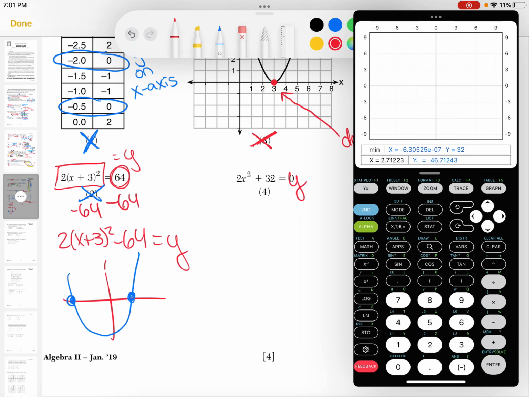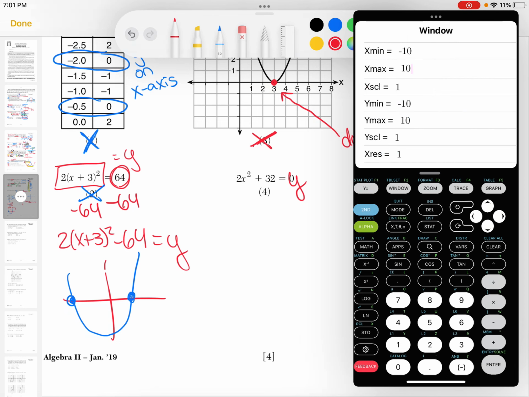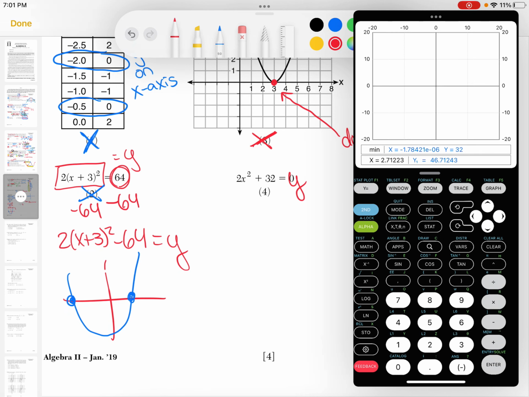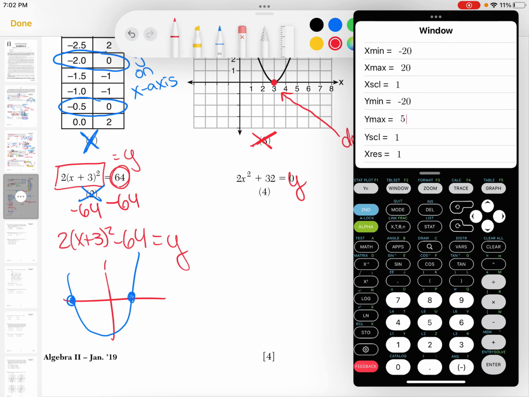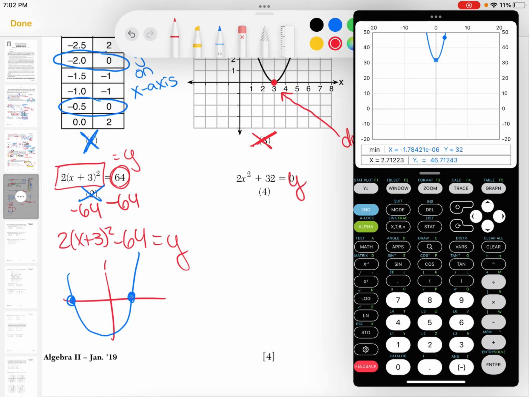This is just like plugging into my y equals. I hit graph. I'm going to change my window so we can actually see it. Sorry, this app is sometimes way different from the calculator. You don't have to actually clear it on your calculator, but I need to. I'm just going to go up to negative 20 and positive 20. Did I plug it in wrong? 2x squared plus 32. Nope, I need to go higher than that. My y max, I'm just going to make it 50. Okay, there it is.